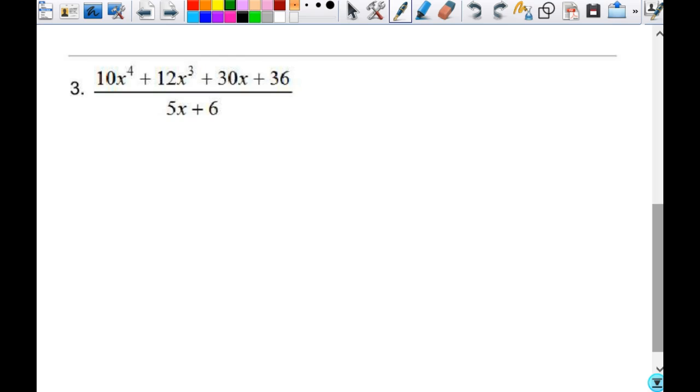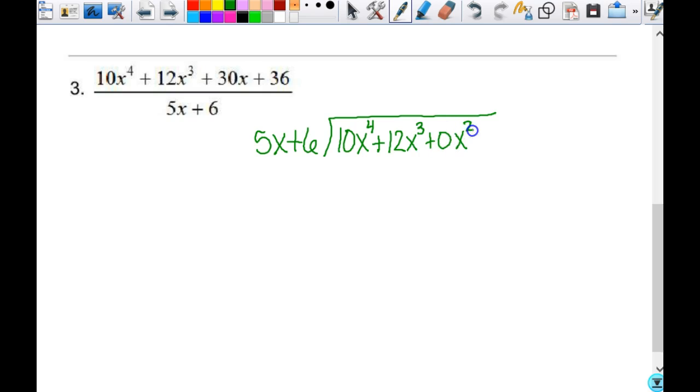So when I go to divide this one, I'm going to get 5x plus 6 divides into 10x to the 4th plus 12x cubed. Then what? Can I just put 30x next? No, because I'm missing my x squared term, so I have to put plus 0x squared plus 30x plus 36. Okay, because you have to have a placeholder if there is one that's missing. That's important. May not seem important at first, but then when you start to do the problem, things aren't going to work out too well for you.